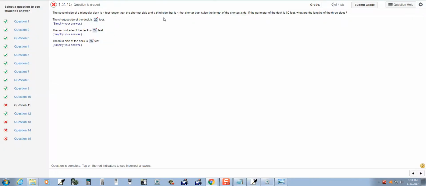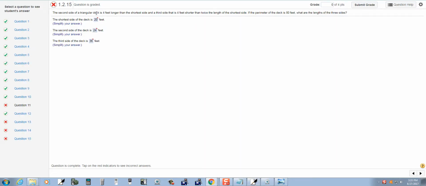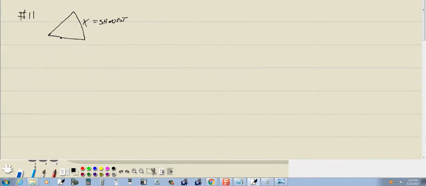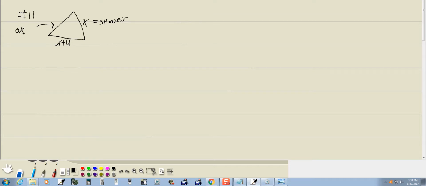Second side is 4 feet longer than the shortest side. And the third side is 4 feet shorter than twice the length of the shortest side. So they're all being put in terms of the shortest side. Let's say this side is my shortest side, x. Then the second side is 4 feet longer, so x plus 4. And the third side is 4 feet shorter than twice the length of the shortest side, so 2 times the shortest minus 4. So 2x minus 4.